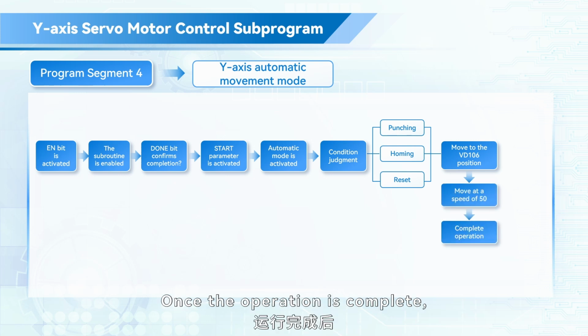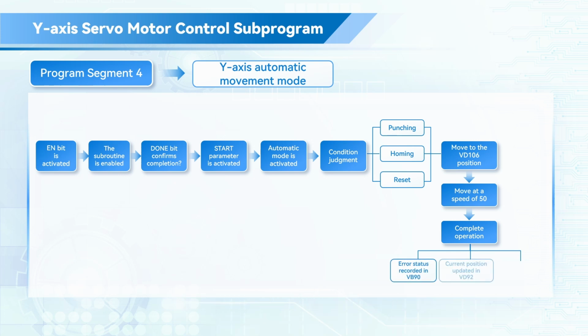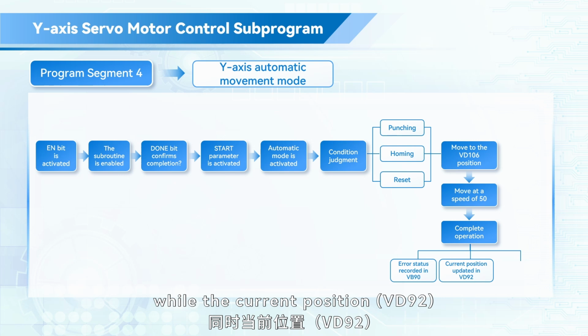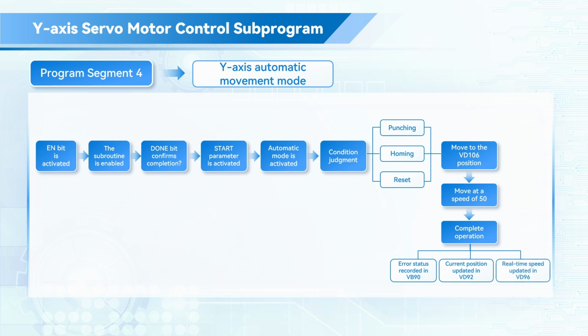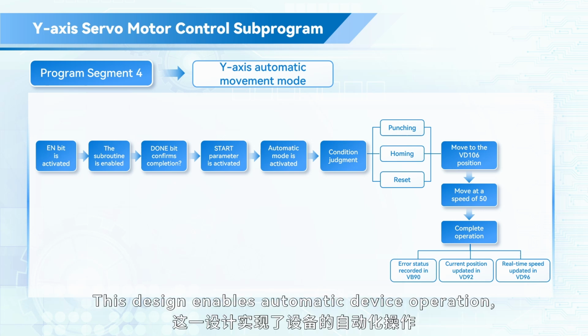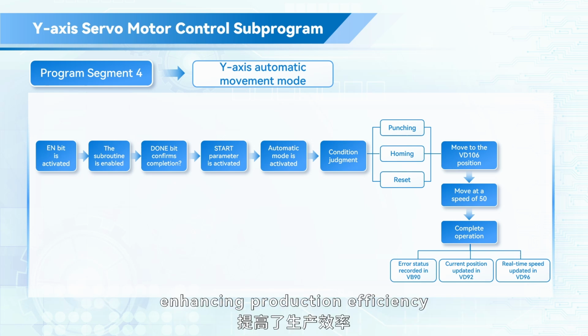Once the operation is complete, the error status is stored in VB90, while the current position, VD92, and real-time speed, VD96, are updated simultaneously. This design enables automatic device operation, enhancing production efficiency and operational accuracy.